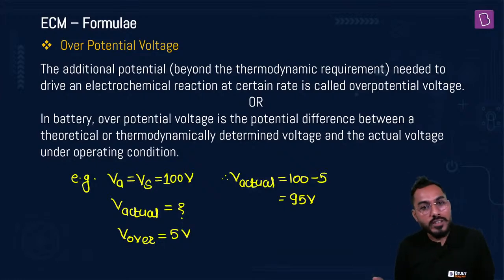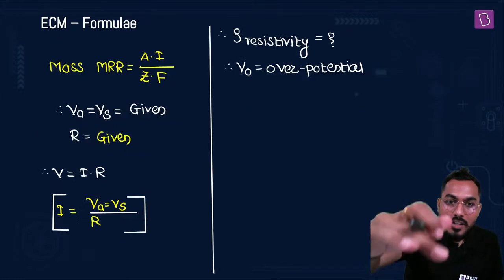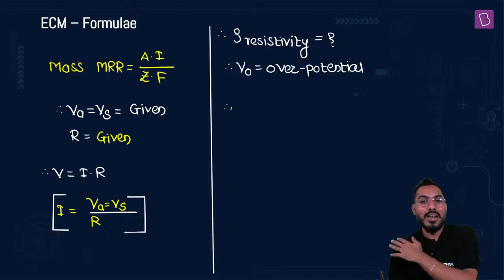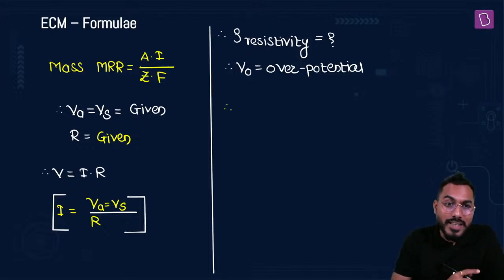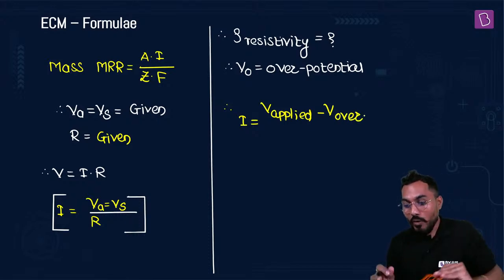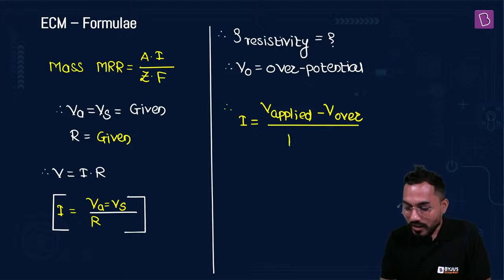Therefore a new terminology comes up, over potential, and this question was asked in the GATE examination. So if the over potential is given to you, then my current is I is exactly equal to the applied or supplied voltage minus the over potential, divided by the resistance R.